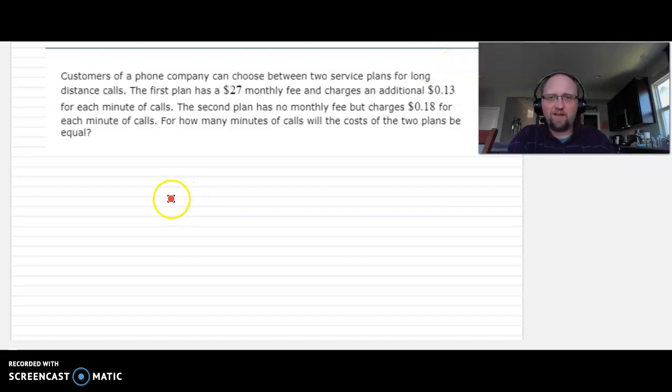Okay, we're going to take a look at how to solve one of these problems that involve decimals. It's not really any different than we've been doing with integers, right? But this time we're just going to have some decimal numbers.